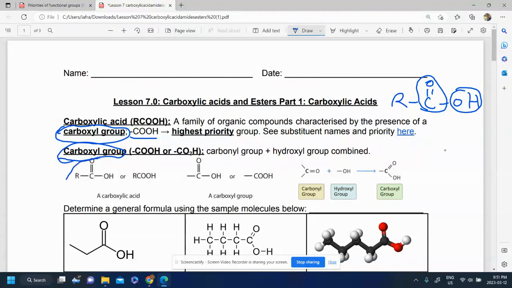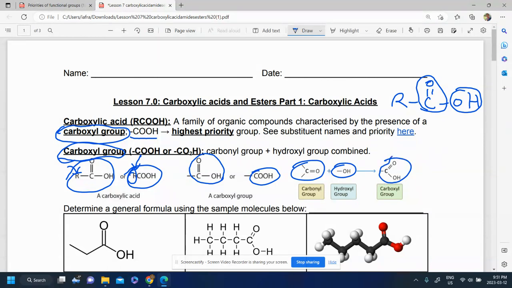You can see it represented over here or over here in a more condensed form. This is again with the R chain, which is just a carbon chain. So really what we represent here is what a carboxylic acid looks like. But if you really just want to isolate the functional group, it's truly that C double bond O, OH, or the COOH here. So again, it's a blend of the carbonyl and the hydroxyl to give you the carboxyl group.